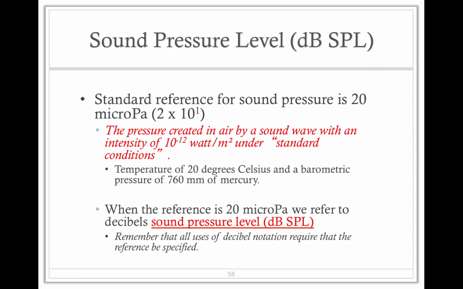Finally, we're going to talk about sound pressure level, or dB SPL. The reference we use for sound pressure level is 20 micropascals, or 2 times 10 to the first micropascals. This is the pressure that's created in air by a sound wave with an intensity of 10 to the negative 12 watt per meter squared under standard conditions. So remember, dB IL and dB SPL are related. There's not a linear relationship, but there is a relationship. So whenever the reference 20 micropascals is used, we're talking about dB SPL, dB sound pressure level.